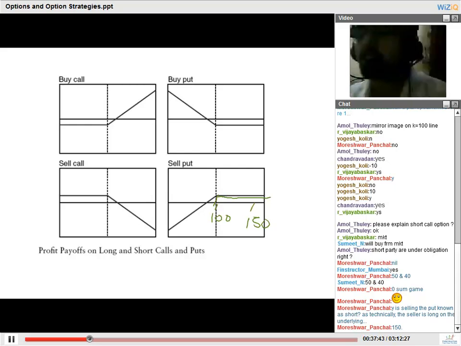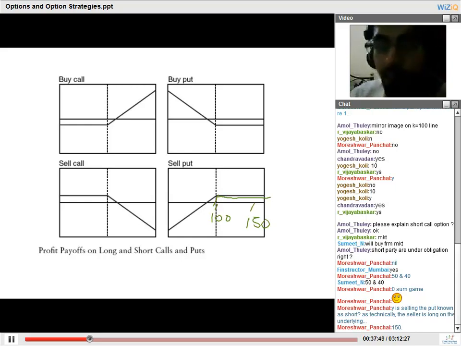Remember guys, the seller has the obligation. He has to do the other side of whatever the buyer has the right. So he has to take the other side. For all instances where the spot price is greater than 100, the seller of the option will say, why sell to him at 100? I'll rather sell in the market.